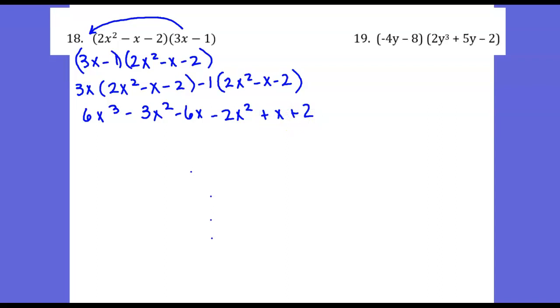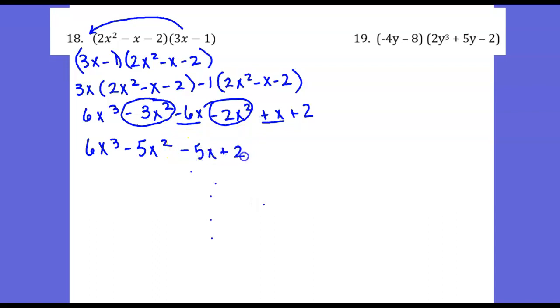Once we get there, we combine our like terms. 6x to the third, nothing to combine it with. But we've got a negative 5x squared. Now we've got a negative 6x plus an x, which would give us a negative 5x, and then the constant of 2.